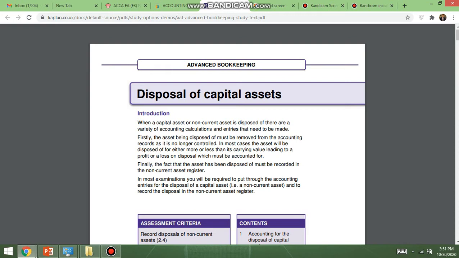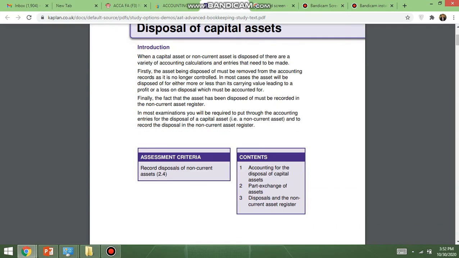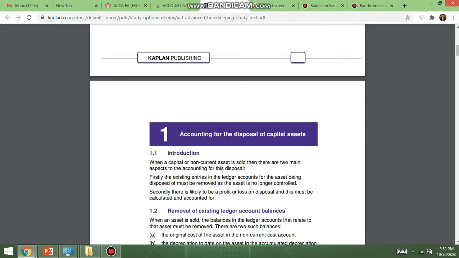This is a requirement for the tutor application. The subject I have chosen is accounting, and the topic is disposal of capital assets. Whenever in business you dispose of an asset, you have to record certain entries in order to close the asset accounts as well as the depreciation accounts, and then you have to find out whether you have incurred a profit or loss in the transaction of the disposal.